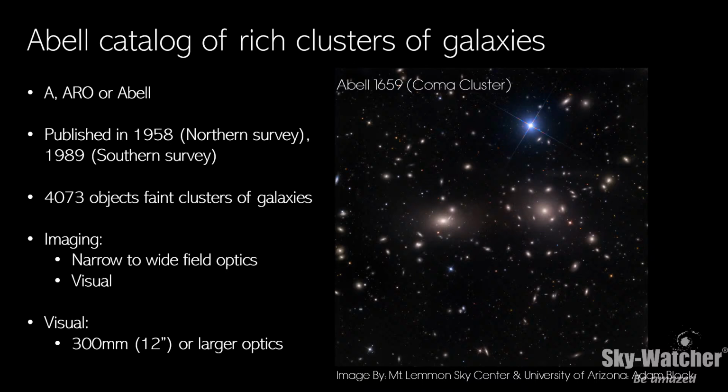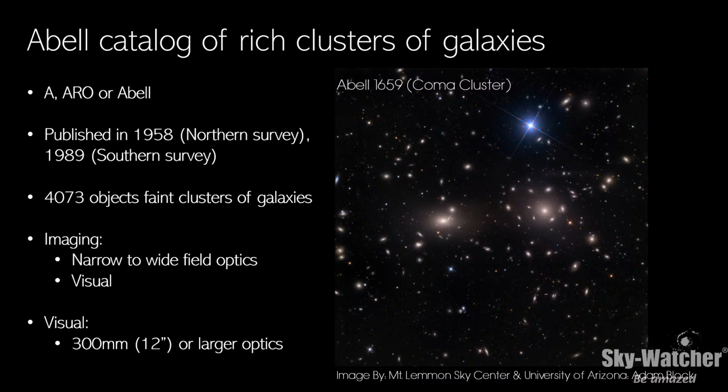Another set of objects, we're going to start shortening this real quick as we go through, because they're going to get more exotic. We have the Abell Catalog, and this is broken up into a couple pieces. The first one is the Abell Catalog of Rich Clusters of Galaxies. These are usually listed as Abell. Sometimes you'll see it as A or ARO, but normally it says Abell. Originally published in 1958 for the Northern Hemisphere and 1989 for the Southern Hemisphere, it has over 4,000 clusters of galaxies.